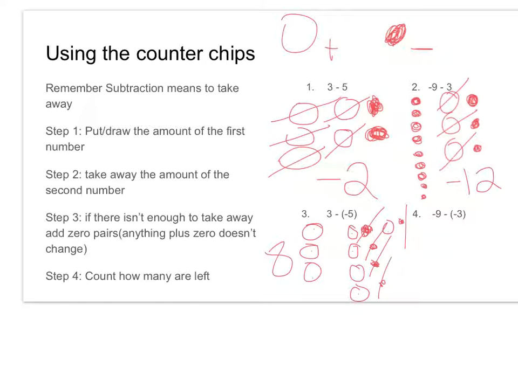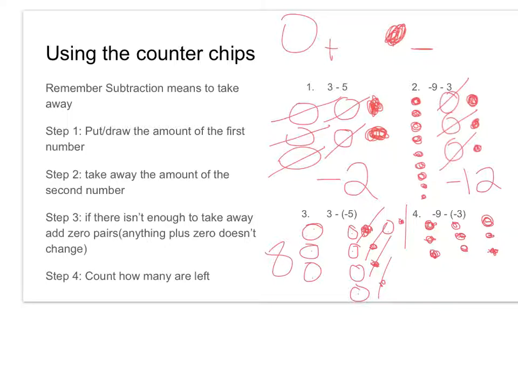Okay, number 4 is a little bit easier. This one says -9. Okay, so I added my 9 negatives. We're going to take away -3. Do we need to add in 0 pairs? So you should look and say that we need to take away -3.